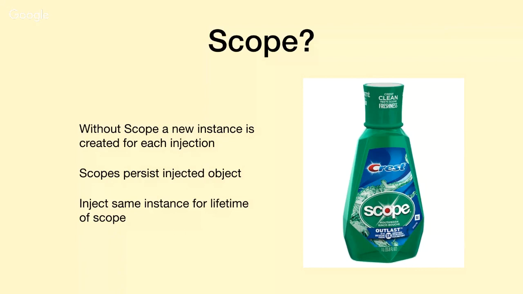But because of this, you just have to be a little bit more careful with scopes because they are going to be thread safe. That also means it's going to be a little bit slower. Just a little overhead there.